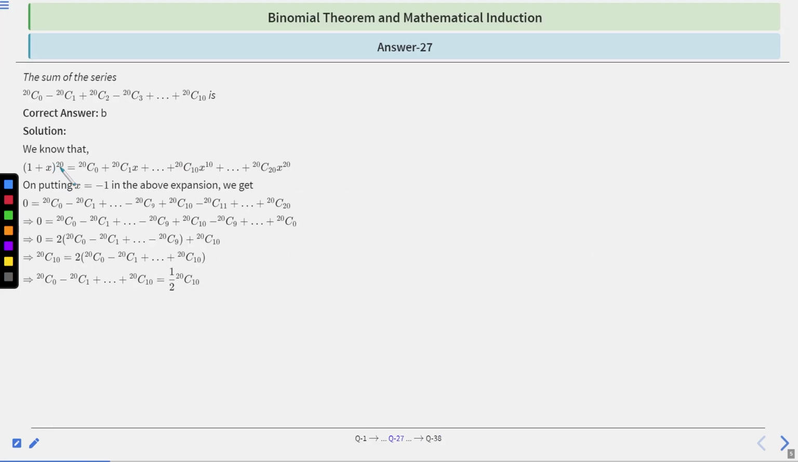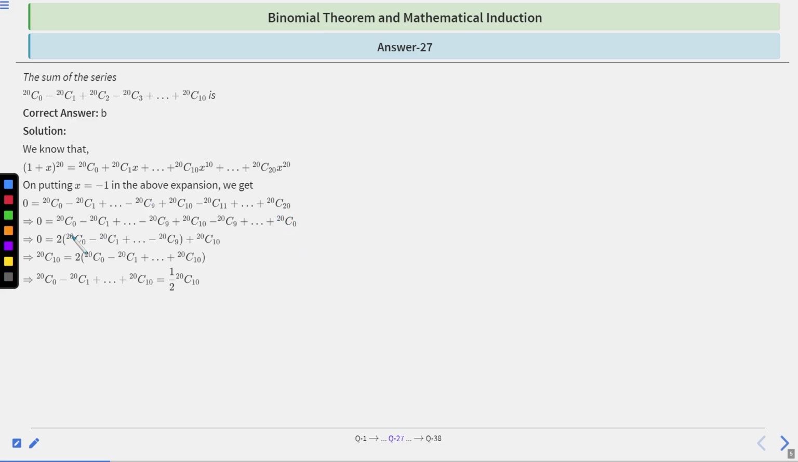We know that (1 plus x) to the power 20 can be written as 20C0 plus 20C1 x plus 20C10 x to the power 10 till 20C20 x to the power 20. On putting the value of x equal to minus 1 in the above expansion, we get 0 is equal to 20C0 minus 20C1 till minus 20C9 plus 20C10 minus 20C11 till 20C20. Now 20C11 can be written as 20C9, right? Similarly, 20C20 can be written as 20C0.